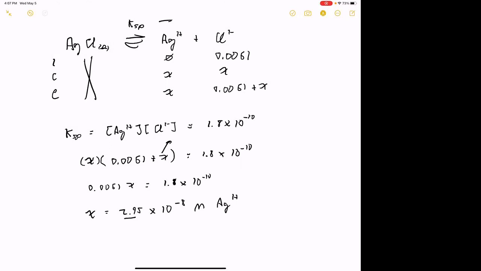Okay, so am I done? No, I'm not done, because now I've got the silver ion concentration, but I'm trying to get E cell. So what do I have to do with that silver ion concentration now that I've got it?